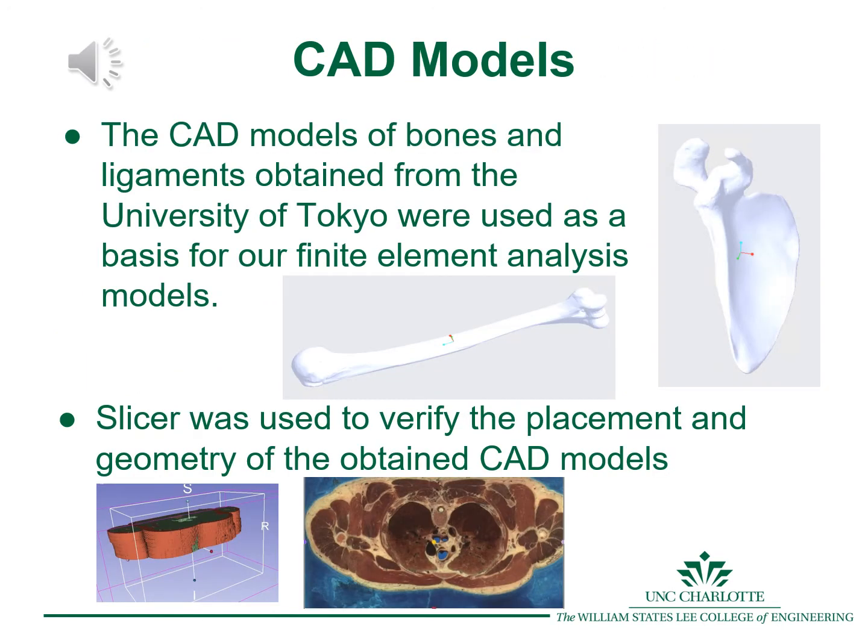We meshed CAD models of bones obtained from the University of Tokyo as a starting point for our finite element analysis models. These models allowed us to obtain realistic human geometries that furthered our work past our simplistic shoulder models. We worked in Slicer to verify the shape and placement of our bones and ligaments by viewing a 3D human body created from MRI and CT scans.